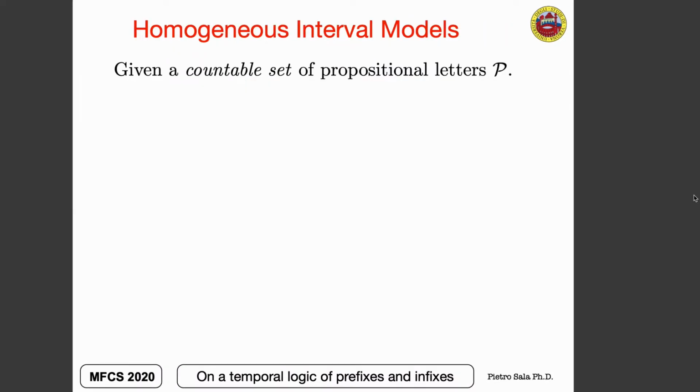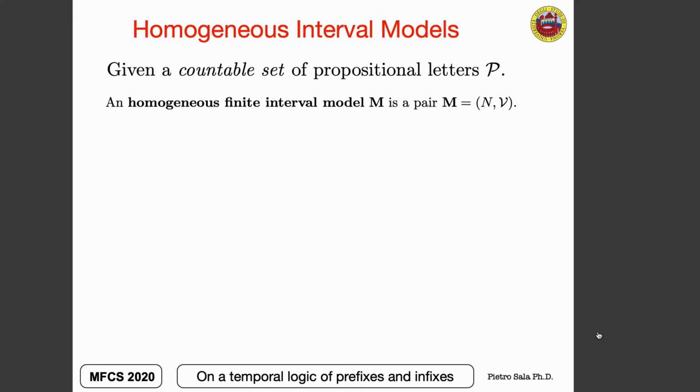So let us move to the logical part of the talk, and start to talk about homogeneous interval models, which are propositional models which are finite. They have a bound n, and a valuation function that maps each point over this finite linear order to a subset of propositional letters, like in classical LTL models and so on.